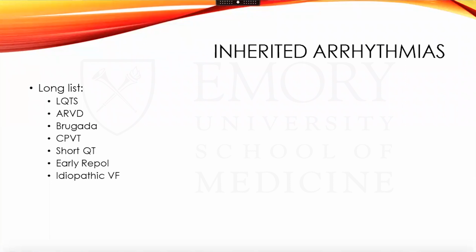CPVT is an interesting autosomal dominant disease that manifests specifically with high stress situations. Beta blockers are fairly effective there, as is sympathectomy, but it's an interesting scenario that's useful to know. Short QT and early repolarization share a lot of underlying genetic and channel-based properties. These are a little bit more challenging. Short QT is pretty rare.